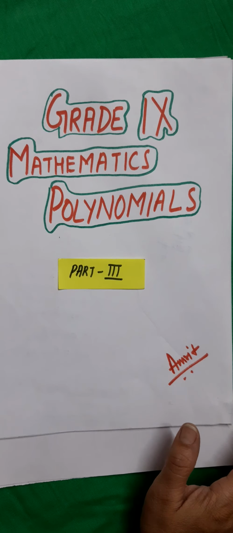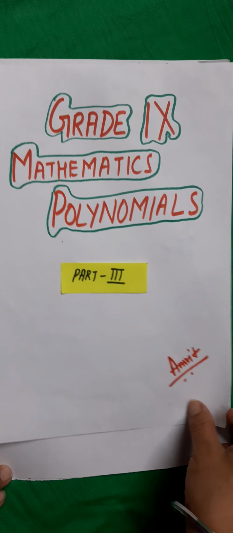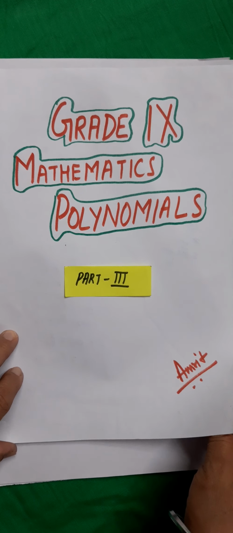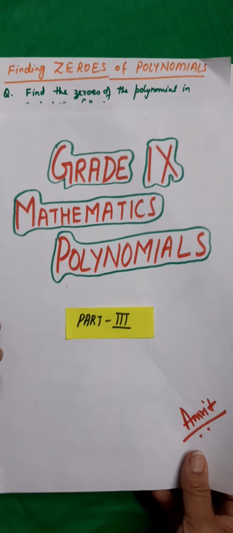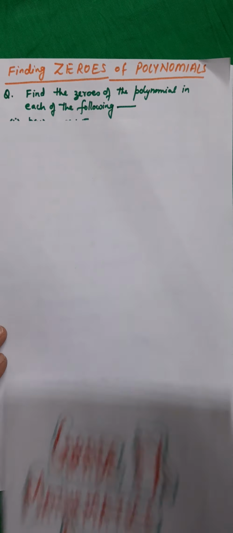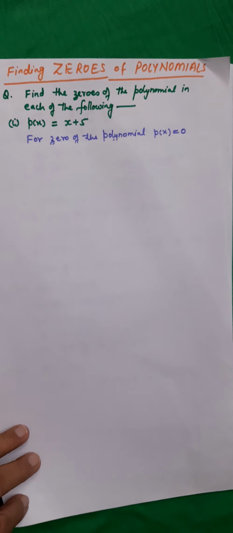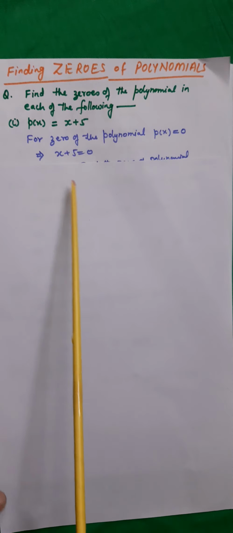Hello students, welcome back to grade 9 Mathematics, Polynomials part 3. Today we will learn how to find the zeros of a polynomial and what the uses of zeros of polynomials are. Question first: find the zeros of the polynomial in each of the following. The first polynomial is p(x) = x + 5.